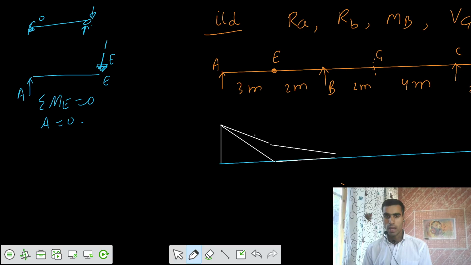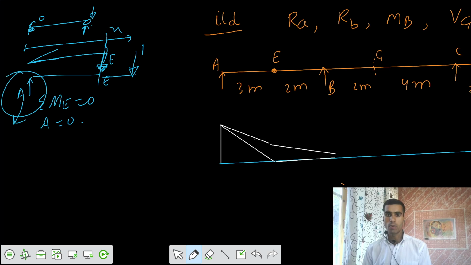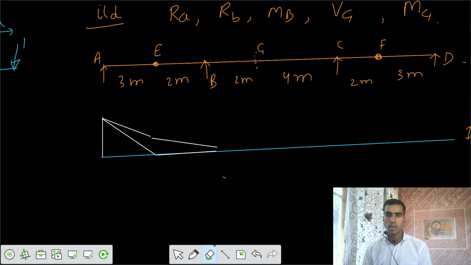Now, if at any case you would take any point, any x, such that it's greater than this length L, I would say your reaction at A would be 0 after that. So I think that the second diagram would be the correct one. I would go with the second one. I think that the diagram would be formed in this fashion.